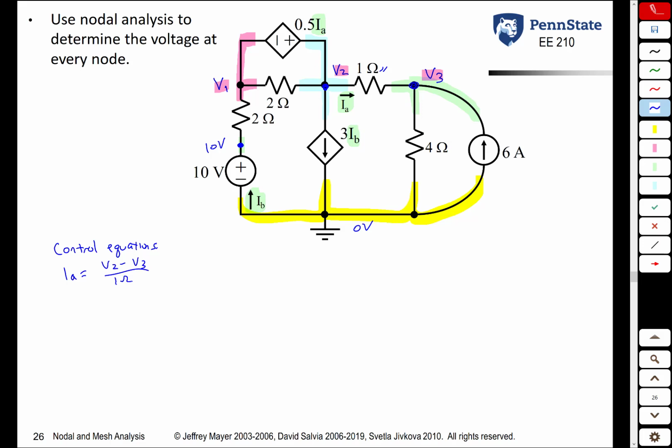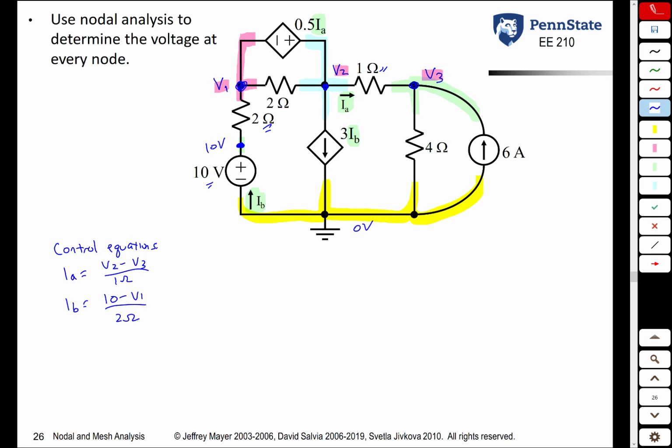Now let's look at IB. IB is a current through this 10-volt source. That's not going to do us any good, but because this 10-volt source is in series with this 2 ohm resistor, and we do know how to find the current through a resistor, we can do that. So IB is a current through the 2 ohm resistor. So it's what? It's the voltage at the coming from point, 10 volts, minus the voltage at the going to point, V1, divided by the resistance, 2 ohms.